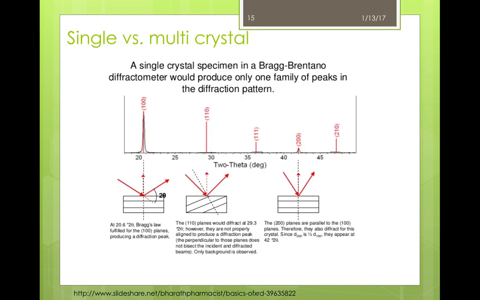If only one single crystal is being analyzed, the standard Bragg-Brentano setup we discussed earlier, which is the standard setup for an XRD machine, would only show one set of peaks. You can see that the peaks from this crystal are only observed when the planes are aligned such that they bisect the incident and diffracted beams, as they do at 100 and 200. But if the planes are not properly aligned, like they aren't at the 110 peak, then there will be no diffraction at all and you can't see a peak there.